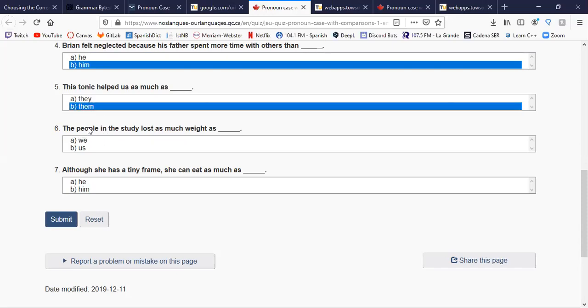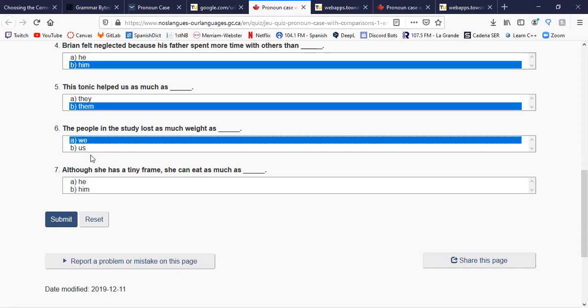So number 6, the people in the study lost as much weight as we or us. So pause the video and choose the right answer. Okay, so the answer here is we. So finish the sentence. The people in the study lost as much weight as we did. So now you can see why it's we and not us.